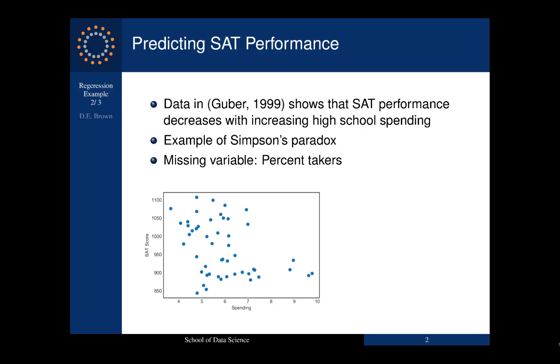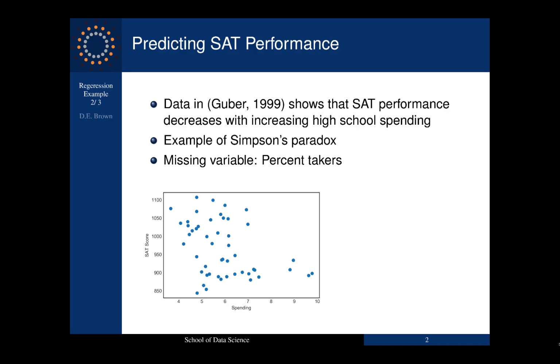This comes from a paper by Gruber in 1999, where he showed that SAT performance actually decreases with increasing high school spending. So if you look at the plot, you can see this. And this, in fact, is an example of Simpson's paradox.